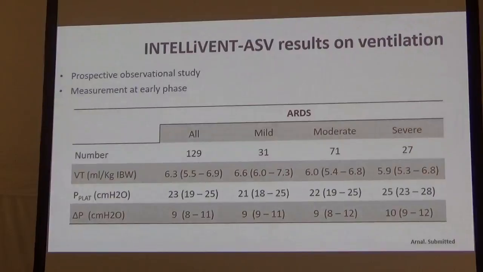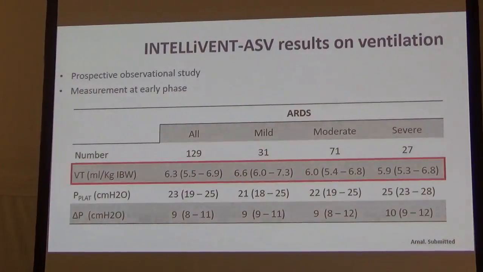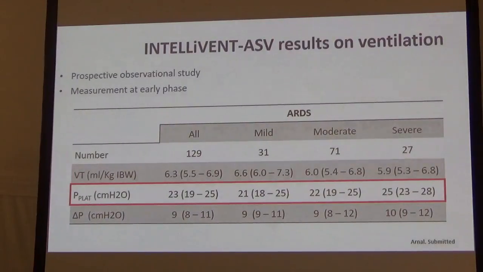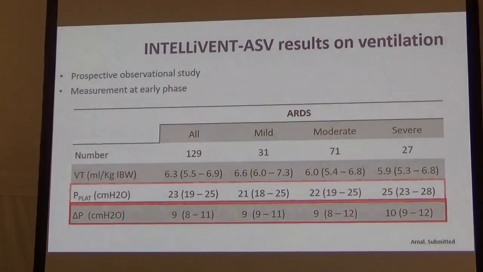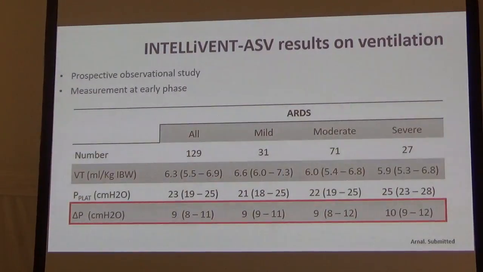We looked a little bit more in detail at the subgroup of ARDS patients, and we split the subgroup into mild, moderate, and severe patients. And again, you see the tidal volume is lower in the most severe patients. The plateau pressure was always below 30, and the driving pressure is not so different according to the severity, again always between 9 and 10 as a median value.